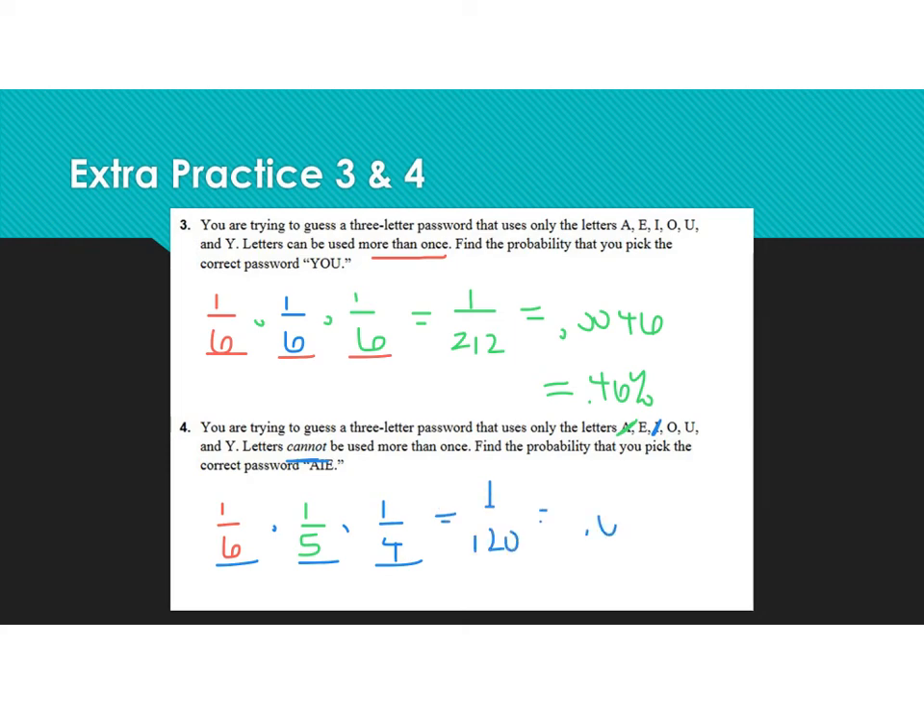Divide it to turn it into a decimal. And then if you want to, you can multiply by 100, so 0.83%. So notice your probability about doubled because there was no replacement. The chances of you getting it correct doubled because every time you had fewer letters to pick from.